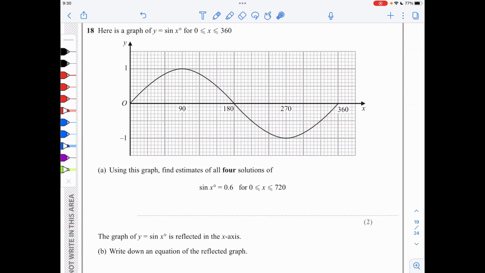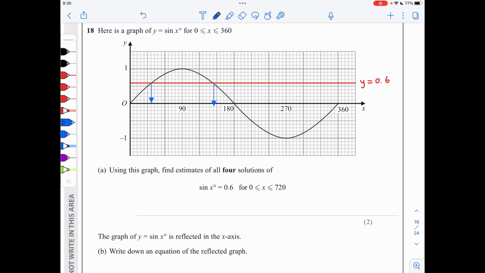In 18, we're given the graph of sine x between 0 and 360, and we are asked to obtain estimates for all four solutions of sine x is 0.6 for x between 0 and 720, which means that I could draw a line at y is 0.6. This is the line y is 0.6, so the intersections are those points, those values of x for which sine of x is 0.6.